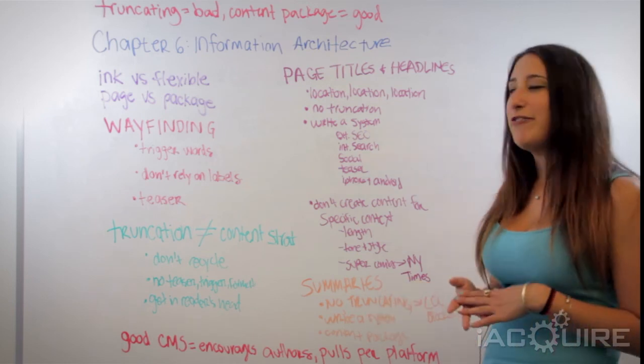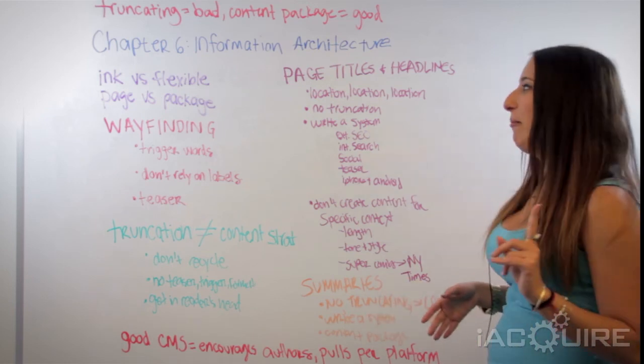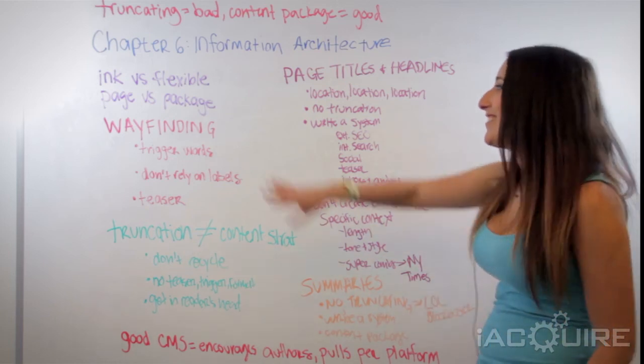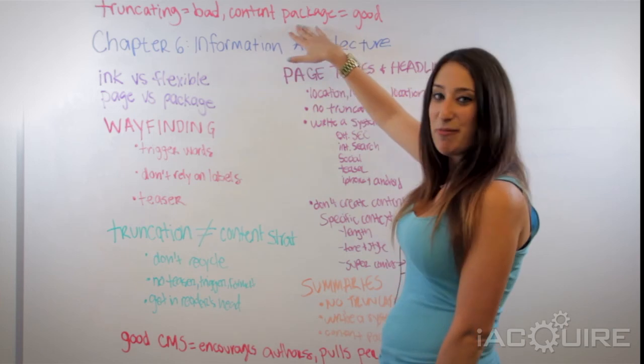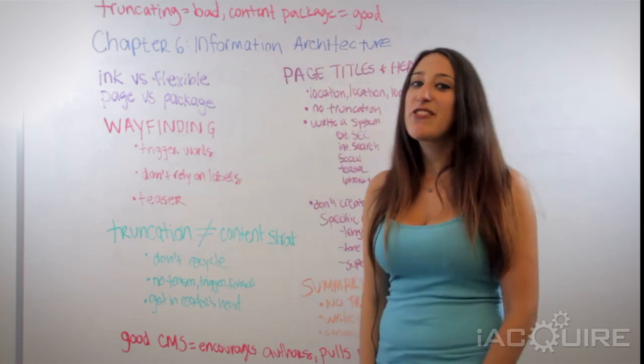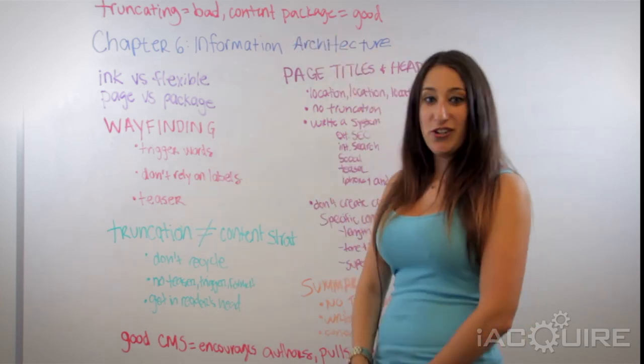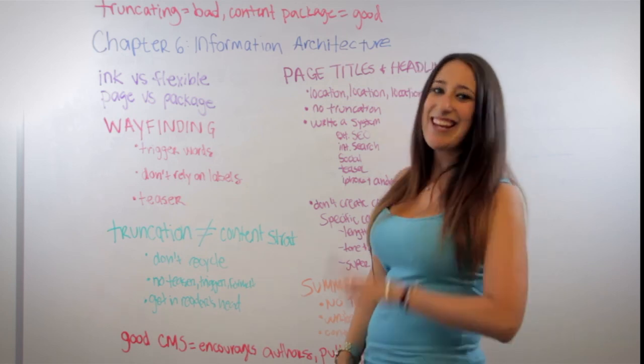So to review, if you take away one thing from Chapter 6, Part 1, it's that truncation is bad. If you take away two things, know that content packaging is good. And if you take away three things, congratulations, you're a scholar of Cliff Notes Tuesday.